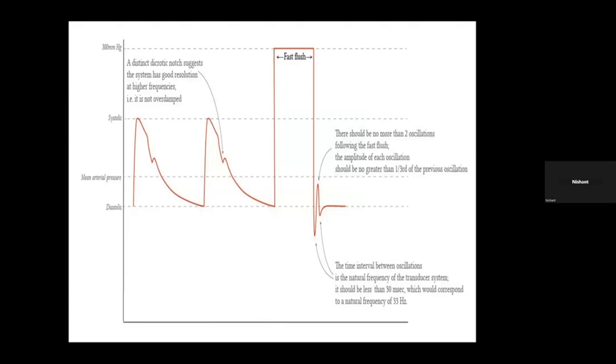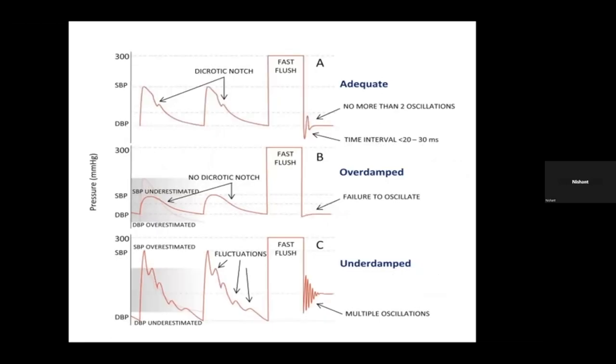There is a simple bedside test to determine the dynamic response of the system, whether it is adequate or not. This is otherwise called the fast flush test. Following a brief flush of the system, we observe the oscillations of the system over the graph. The system is optimal if there are no more than 2 oscillations, and the amplitude of each oscillation is no greater than 1/3 of the previous oscillation. Then we call it a normal damped system, and the time interval between 2 oscillations should be less than 30 milliseconds. Then we can say the system has good natural frequency.